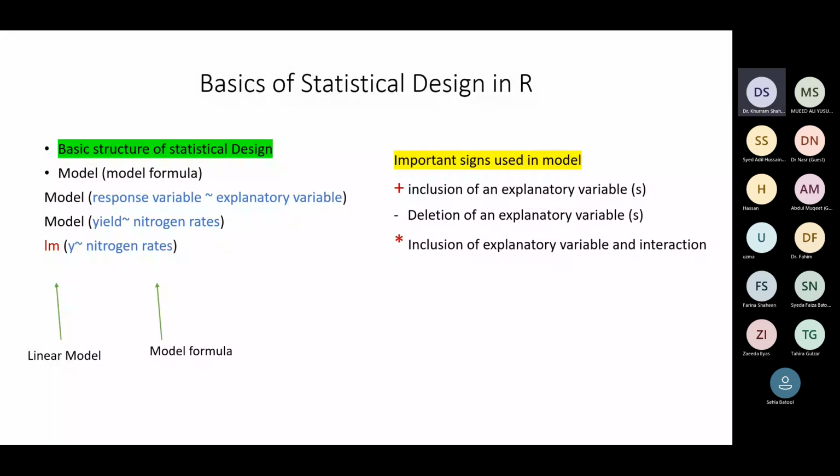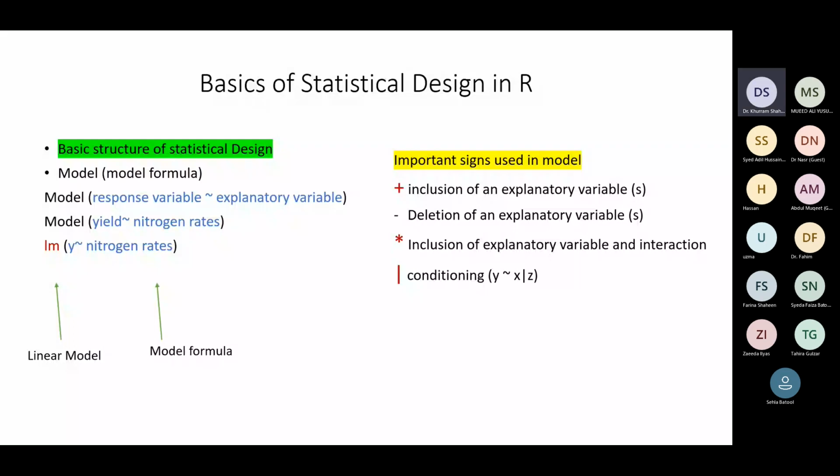Then the condition sign, this is the slash. So you can condition, say, Y on X, but given Z. This will come up in different models. You will see that when you have two or three explanatory variables, you want to give some conditions. So you have to use this.